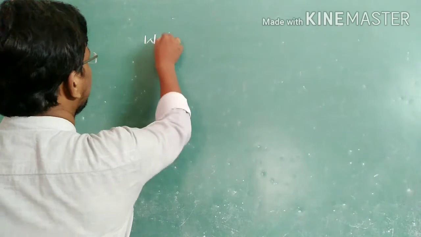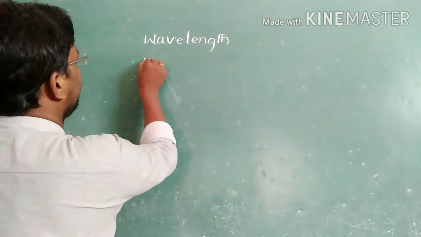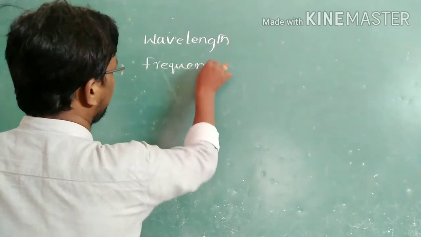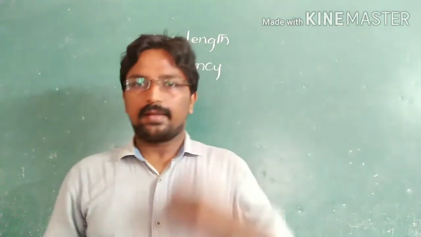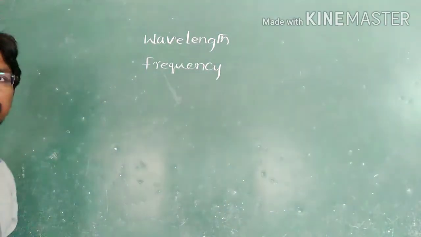Here, the wave is characterized by two parameters mainly. The two parameters are wavelength and frequency. Wavelength and frequency are the two parameters which mainly characterize the wave nature. So first of all, we can see about the wavelength.